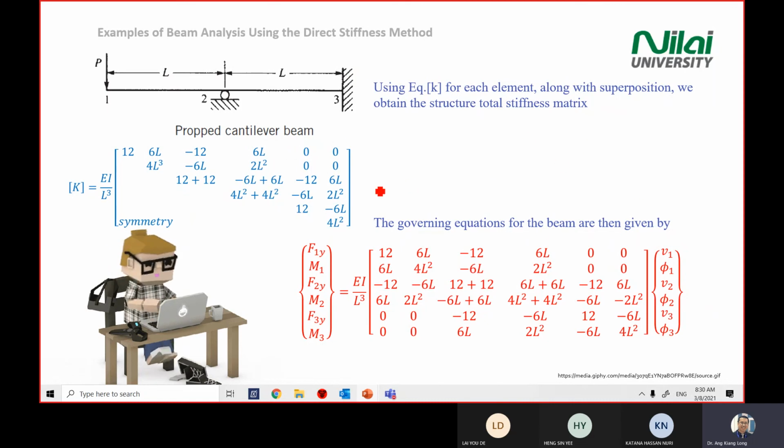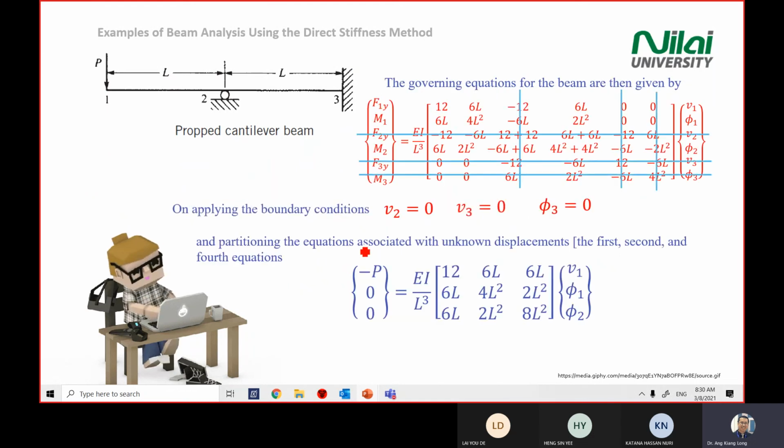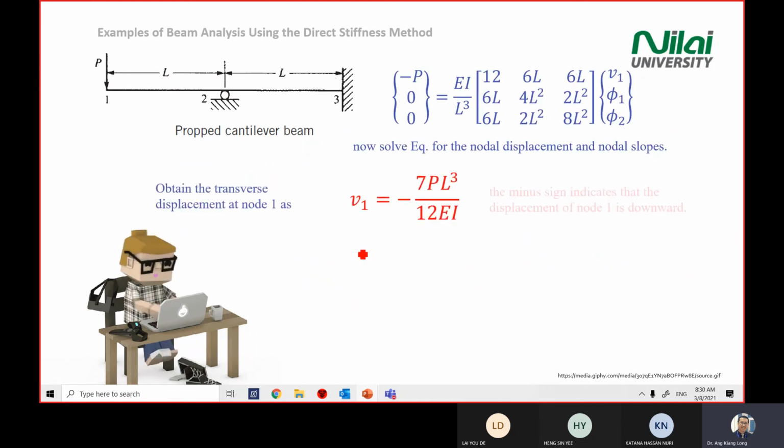Then you close the respective row and column. You solve for maybe 3 unknowns. Then after that, you replace back the displacement numbers. You solve for the left-hand side, the force component. After you solve it, then what we expect from you will be the diagram.